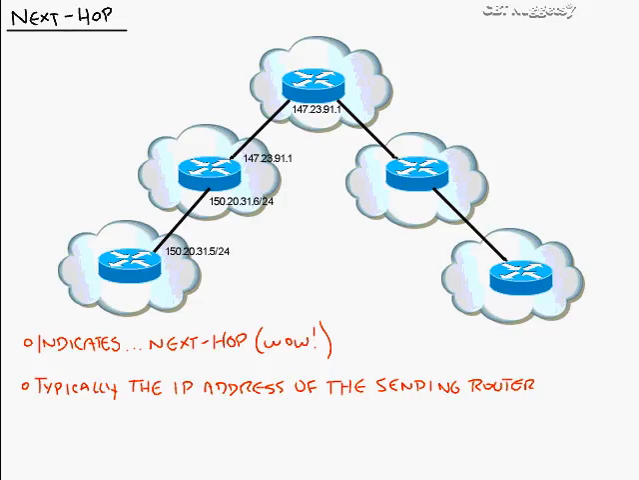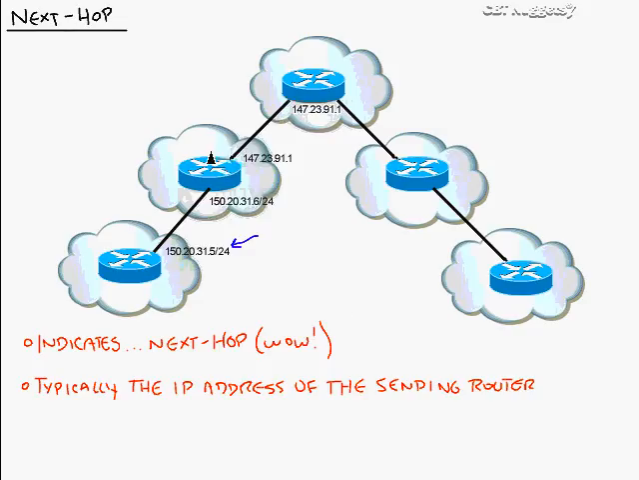So the AS path attribute is pretty critical, but nowhere near as critical as the next hop attribute. This again is another mandatory, well-known attribute. It has to be in every routing update, and of course it indicates the next hop IP address to get to that network. So let's say that this router down here was advertising 80.0.0.0 or whatever network. It's going to come out of this interface and go to this eBGP neighbor. And that will typically be the IP address of the sending router. So it will say, okay, I now know about the 80.0.0.0 network, and the next hop to get there is this guy, 150.20.31.5. That would be the next hop attribute.